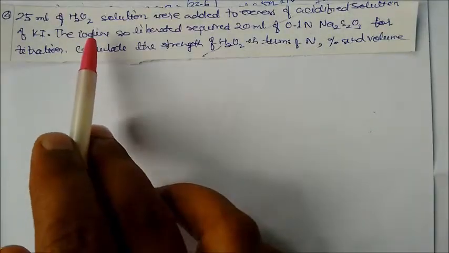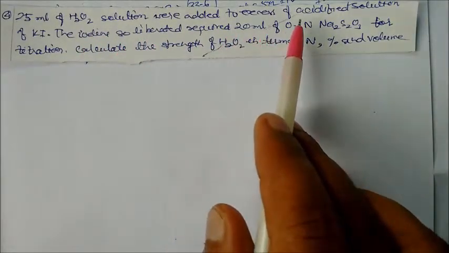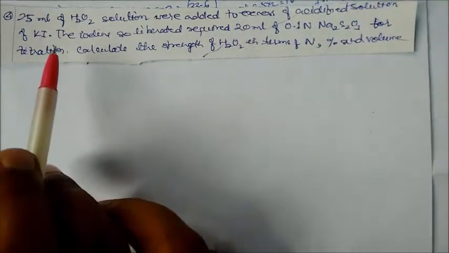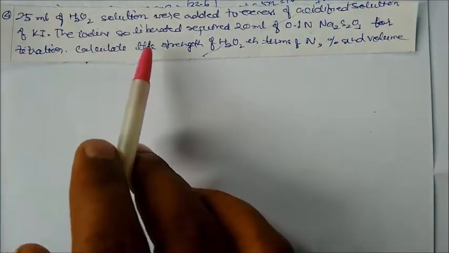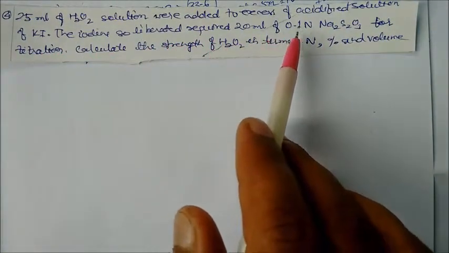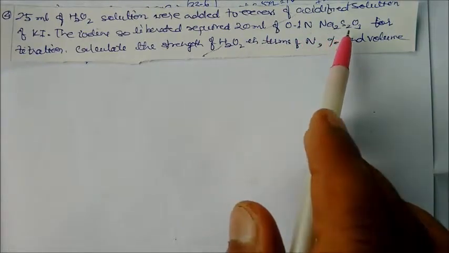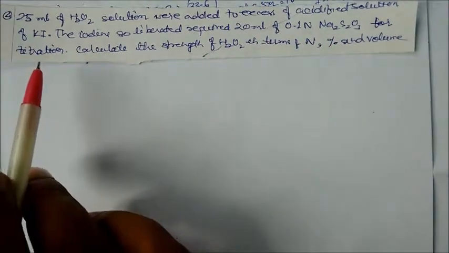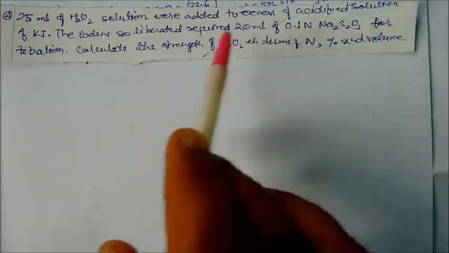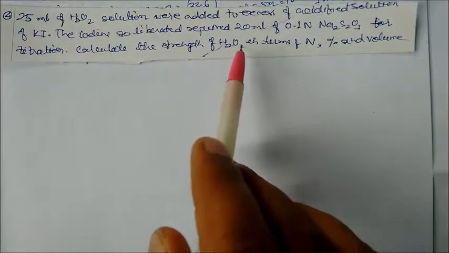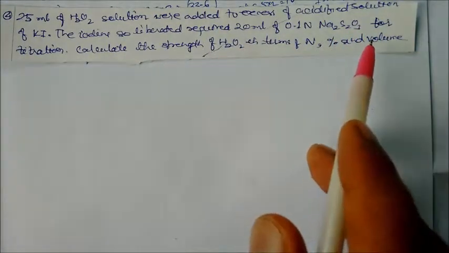25 ml of H2O2 solution was added to excess acidified solution of potassium iodide. The iodine so liberated required 20 ml of 0.1 normal sodium hyposulfate for titration. So this is titrated with the hypo. Calculate the strength of H2O2 in terms of normality, percentage and volume.